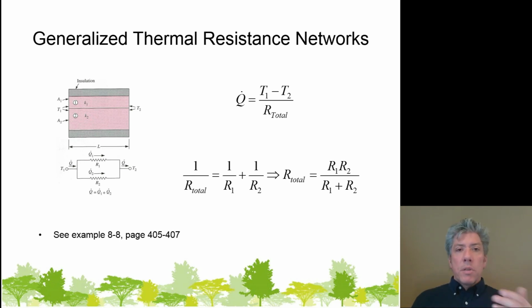Well, this can be modeled just like two electrical resistors that are in parallel with each other. As a matter of fact, the total resistance of this network is the same as the resistance of two electrical resistors that are in parallel, where you have 1 over R total equals 1 over R1 plus 1 over R2. And when you rearrange and solve for R total, you see it there on the right as the product of the resistances divided by the sum of the resistances.